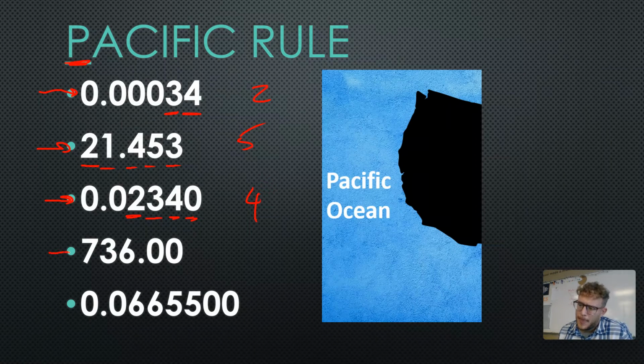736.00. Okay? I move from left to right. Here's my first non-zero digit. Now everything after that is significant. 5 of them. Okay? And that one. Next number, final number, from left to right.